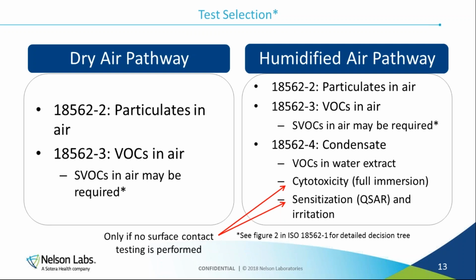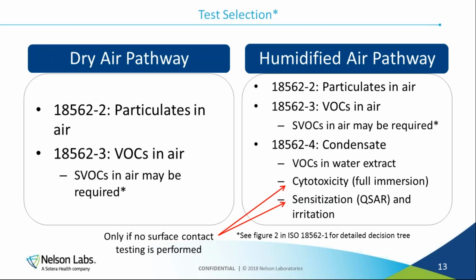So I've simplified a figure that was in ISO 18562 Part 1 that talks about how you decide which portion of 18562 you need to follow for testing. So I put a note here at the bottom that you can see figure 2 in this standard for a detailed decision tree to help you be educated about the decisions you're making about the test selection. But really, we're going to separate these devices into 2 main categories: dry air or humidified air pathway.